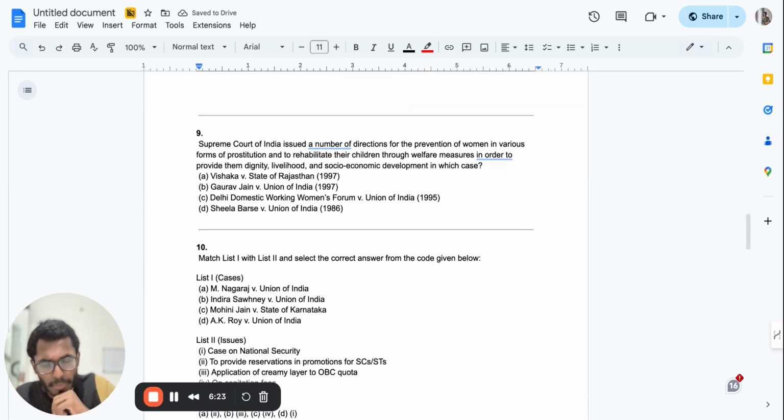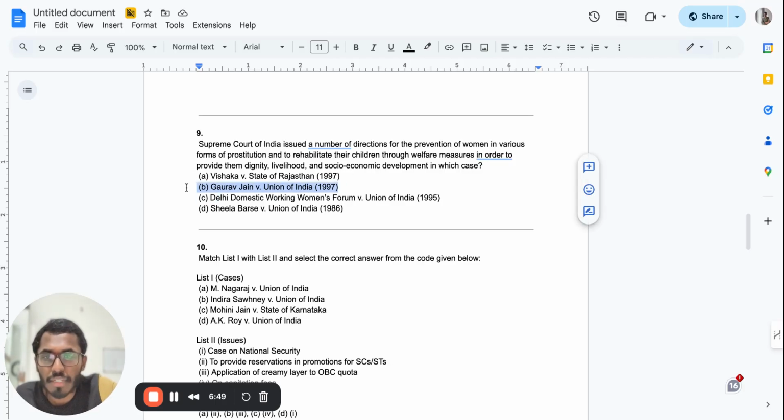Now, the ninth question is about the Supreme Court of India issuing a number of directions for the prevention of women in various forms of prostitution and to rehabilitate their children through welfare measures in order to provide them with dignity, livelihood, and socio-economic development. In the case of which one? It was decided in the case of Gaurav Jain versus the Union of India case.